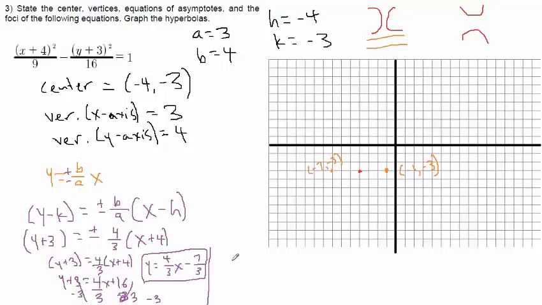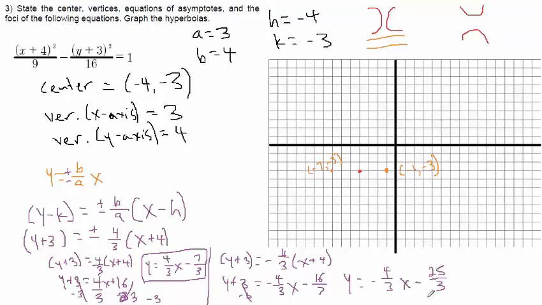And the other one would be the negative value. The other one would be y plus 3 equals negative 4/3 times x plus 4. So you've got y plus 3 equals negative 4/3 x minus 16/3, and again you'd have to subtract 3 from each side, so you've got y equals negative 4/3 x, and then negative 16/3 minus 9/3 is minus 25/3, which is 8 1/3. So these would be the two asymptotes.